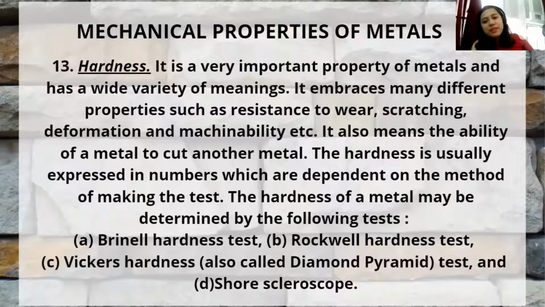The hardness of a metal may be determined by the following tests. There are different tests we need to do when it comes to hardness: the Brinell hardness test, Rockwell hardness test, Vickers hardness, also called diamond pyramid test, and Shore scleroscope. In our next discussions we will discuss these hardness tests. Remember that hardness is one of the very important properties.